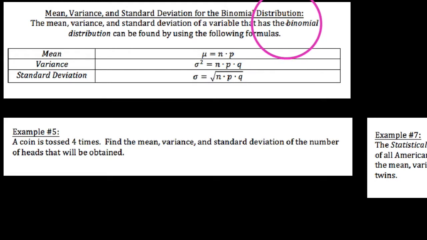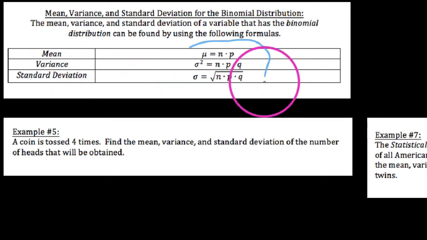So maybe our variable is the number of heads I get when I flip a coin, or the number of even numbers I get when I roll a die, or the number of correct answers I get if I guess on a multiple choice exam, either correct or incorrect, okay? But the nice thing about binomial distributions is that the mean, variance, and standard deviation are extremely easy to find.